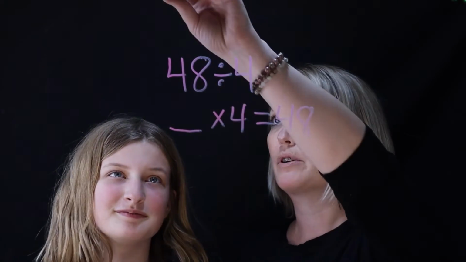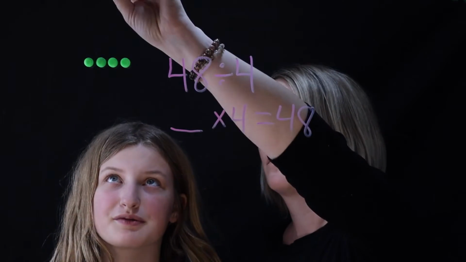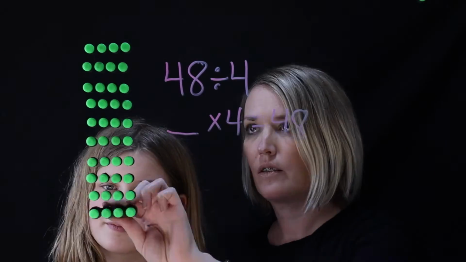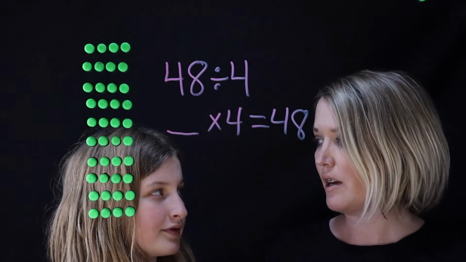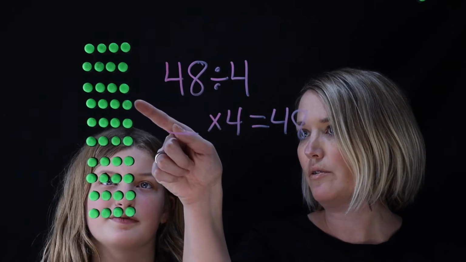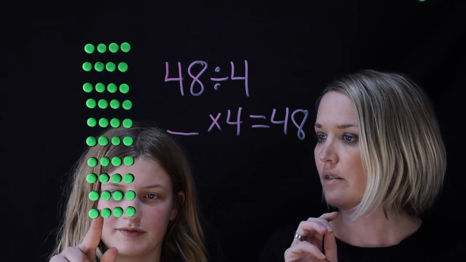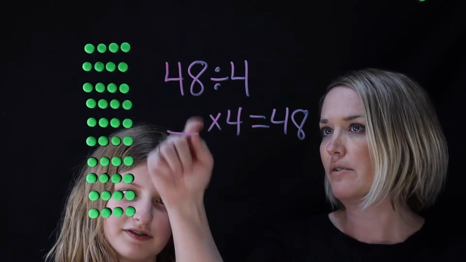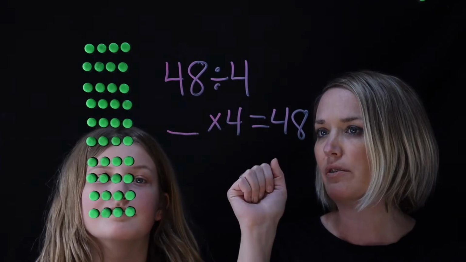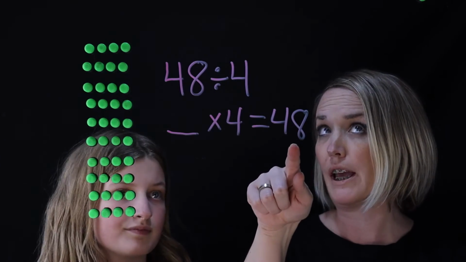So let's start there. We'll bring them out. Okay, so this is 10 groups of 4. 1, 2, 3, 4, 5, 6, 7, 8, 9, 10. There's 4 of them in each group. 1, 2, 3, 4. And that gives us 40. But we actually need to figure out how many times 4 goes into 48.